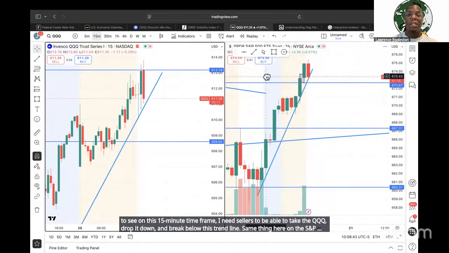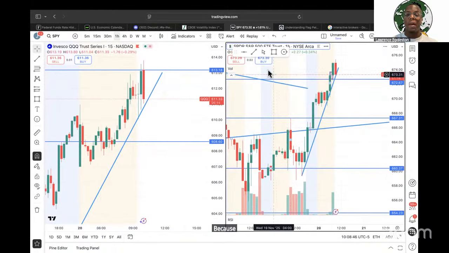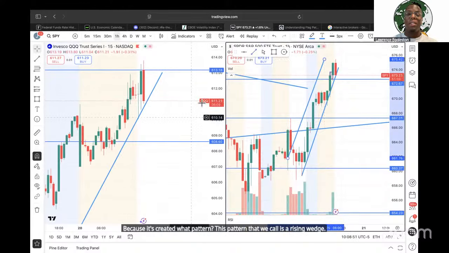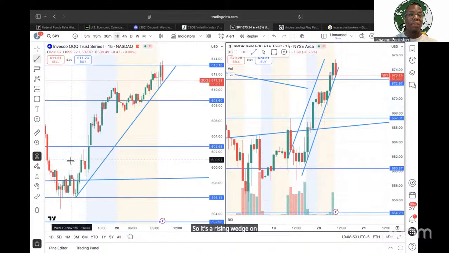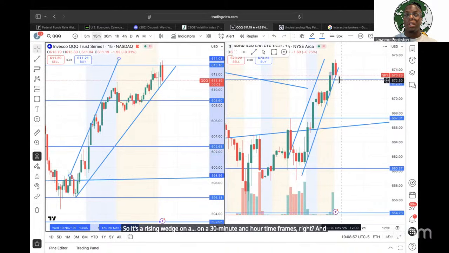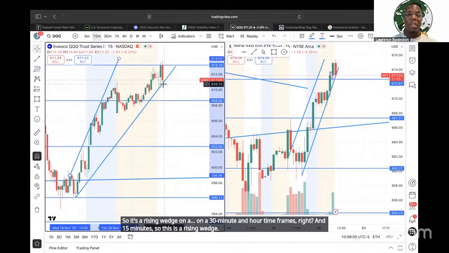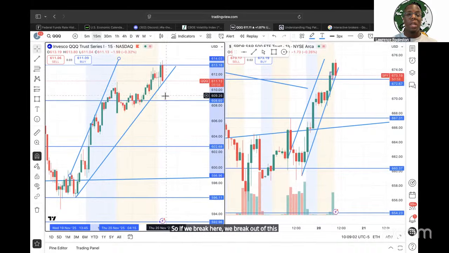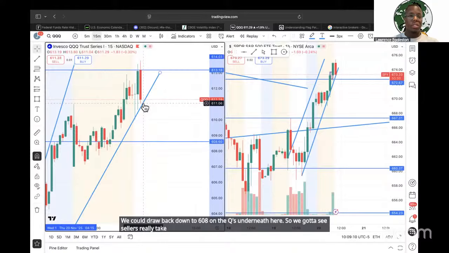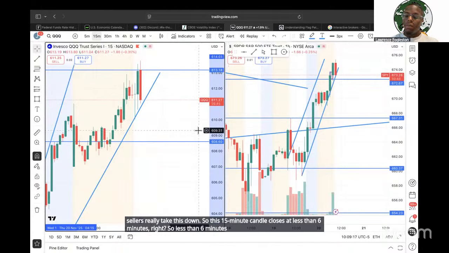I need the SPY to show me because it's created what pattern? This pattern that we call a rising wedge. So it's a rising wedge on the 30-minute and hour time frames, right? And 15 minutes. So if we break out of this rising wedge, we could draw back down to 608 on the Qs underneath here. So we got to see sellers really take this down. This 15-minute candle closes in less than 6 minutes, so we're going to see this break now.